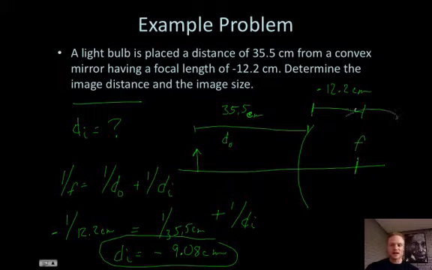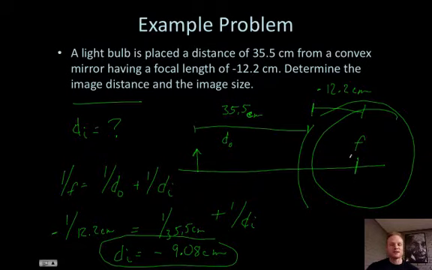And if you have a negative di, this is basically saying that the image is virtual, which means it's going to be on the right side of this mirror. It's going to be produced somewhere over here. It's not going to be produced on the left side. It's going to be produced on the right side.